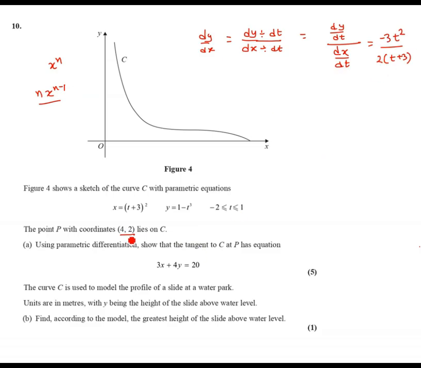Now we need to work out the value of dy over dx. So the point P has coordinates (4, 2). So the x coordinate is 4. So x equals (t plus 3) square.